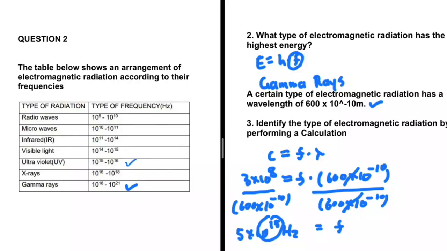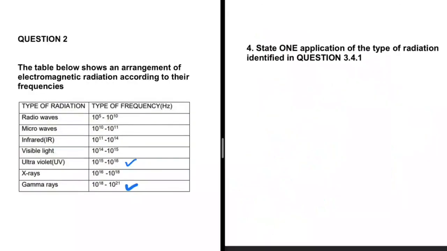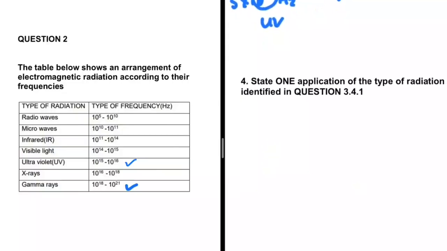So that's our answer to question 3, UV. So the fourth question, state one application of the type of radiation identified in question 3.4.1. Ultraviolet light can actually be used to kill bacteria. So that is just one of the applications of ultraviolet light.